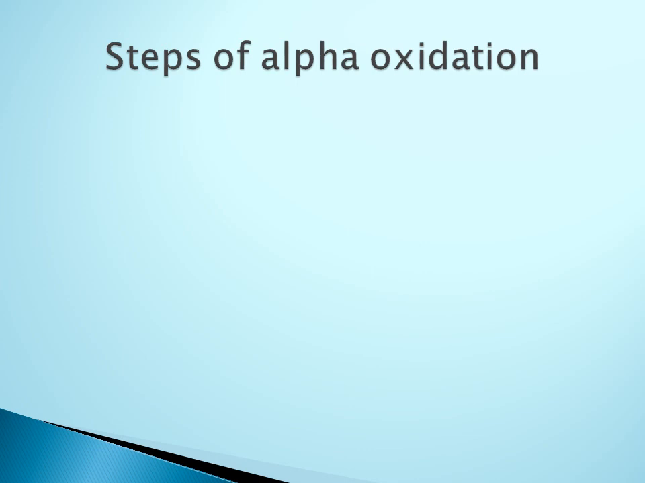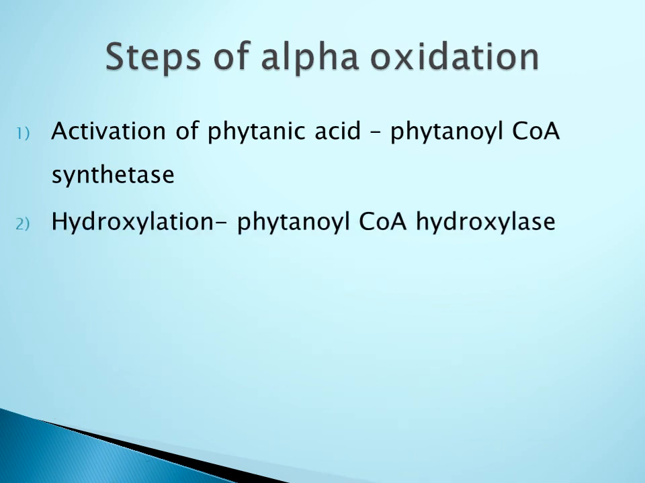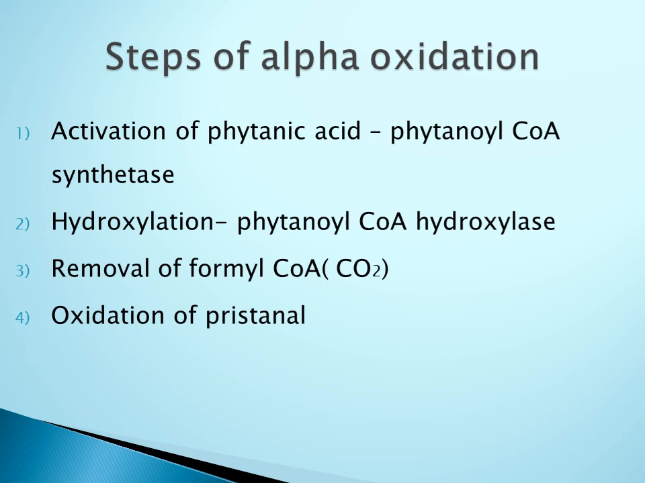What are the steps of alpha oxidation? Number 1, activation of phytanic acid by the action of phytanoyl coenzyme A synthetase and utilization of energy in the form of ATP to form phytanoyl coenzyme A. This activated phytanoyl coenzyme A later on undergoes hydroxylation by the action of phytanoyl coenzyme A hydroxylase, and the hydroxylated product later on undergoes breakdown to form formyl coenzyme A, which later on liberates carbon dioxide. Later on, pristanal undergoes oxidation to form pristanic acid, and this pristanic acid undergoes beta oxidation. So these are the steps of alpha oxidation.